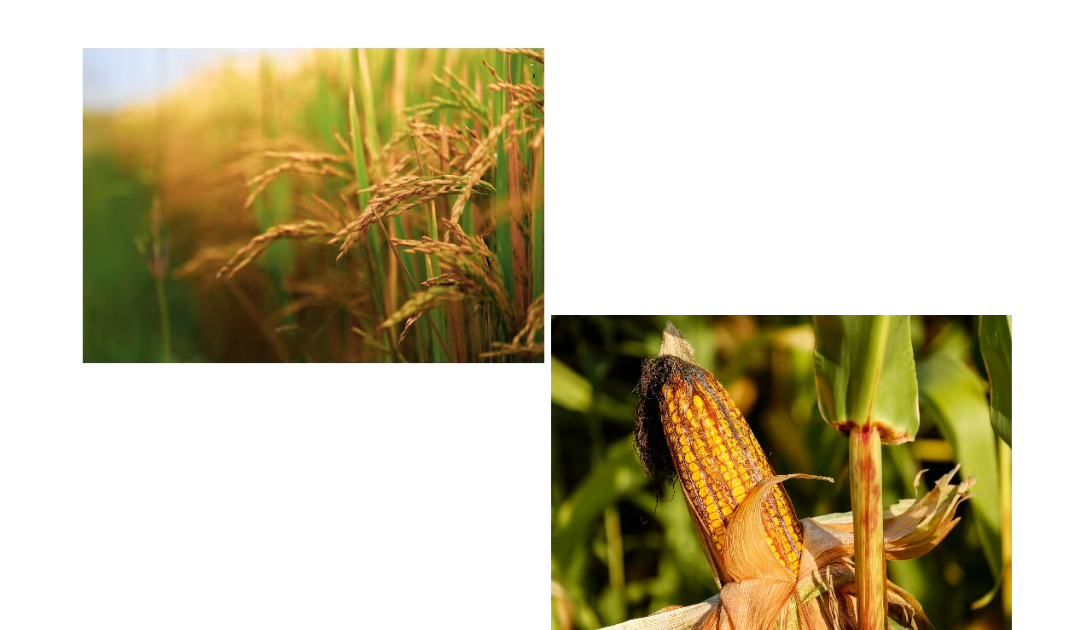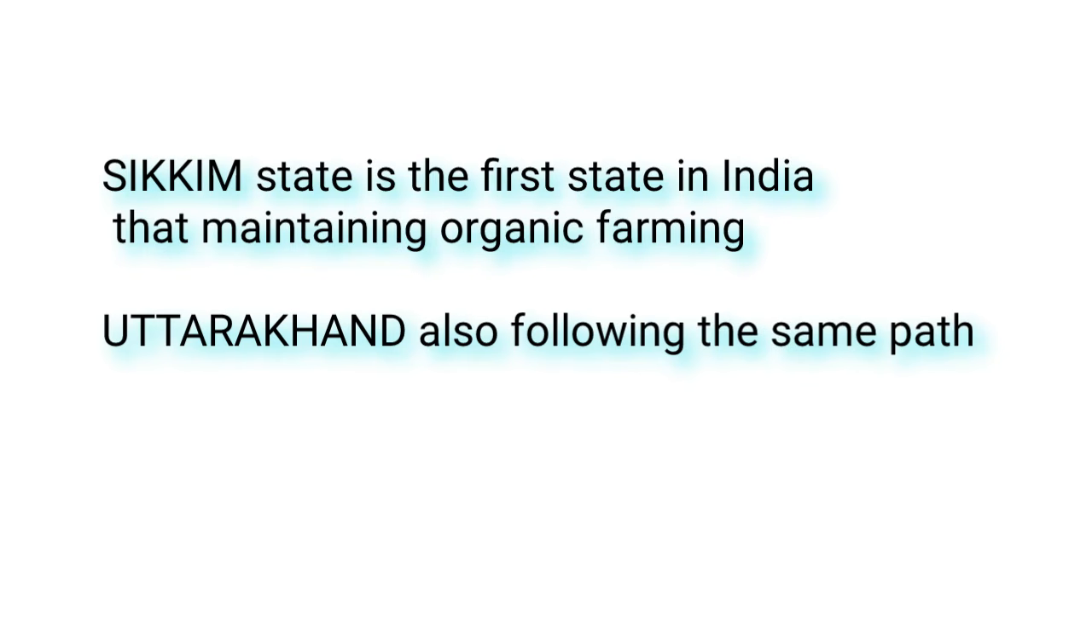Sikkim state is already very forward-looking in this method and banned chemical fertilizers and pesticides. It is the first state in India. Sikkim wanted to shift completely to organic farming by 2015. Sikkim has already started organic farming. And Uttarakhand is also following the same path.